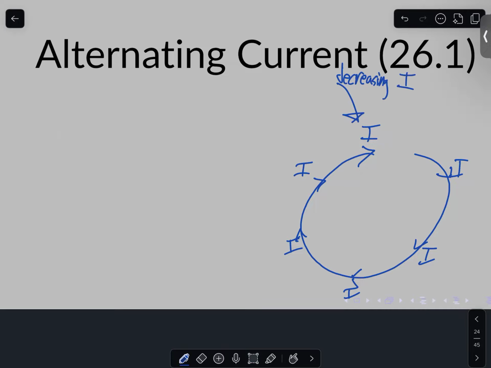Which direction is the flux in the plane of this loop? In or out? Nope.